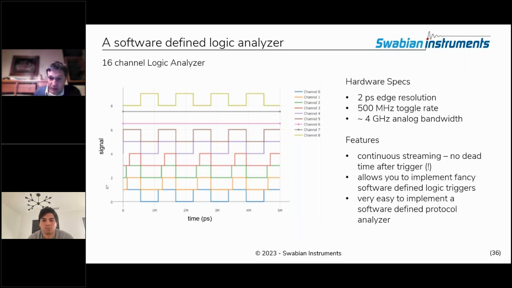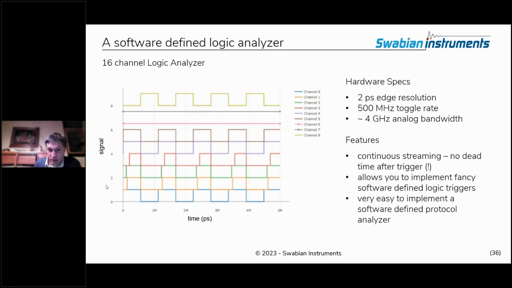And it also allows you to implement very fancy software-defined logic triggers. So you could, I don't know, define triggers where you trigger on a specific condition, where a setup violation or so has occurred, and the falling edge or rising edge on one bit is, I don't know, 20 picoseconds off from where it should be, and only then you record the data, stuff like that. And also, again, it's very easy to implement a software-defined protocol analyzer based on that. All right, so that's just one example of stuff that you can do with the architecture.